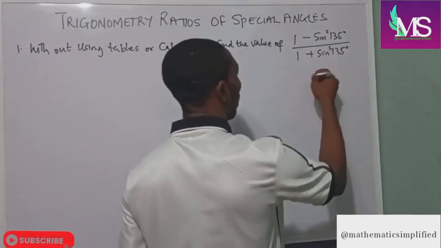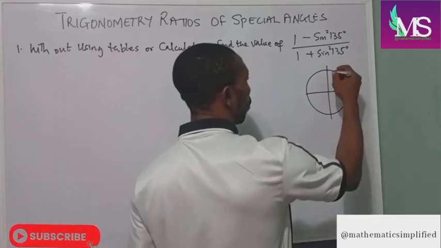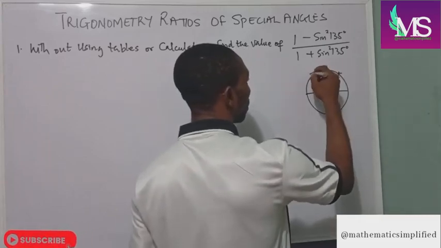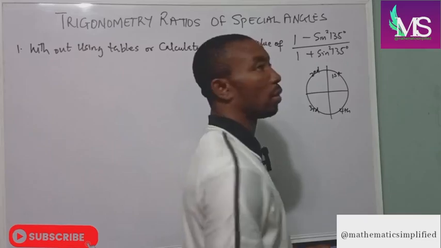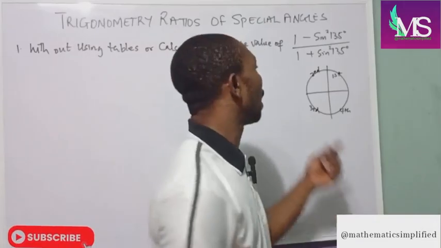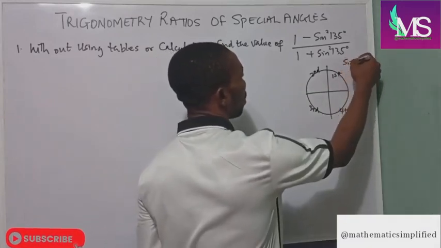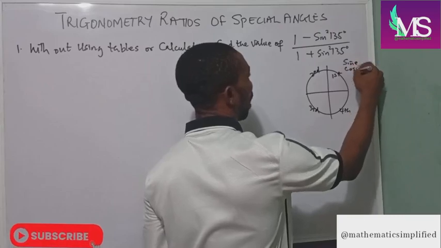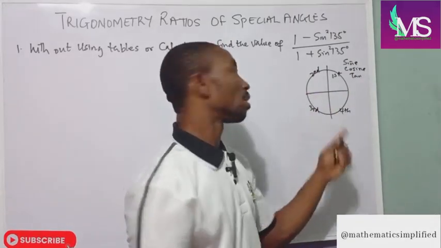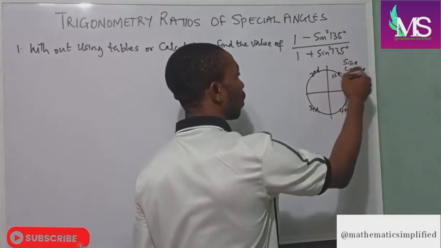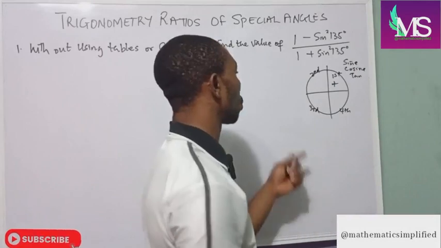Now, in trigonometry, a circle is divided into 4 parts, where we have our first quadrant, second quadrant, third quadrant, and fourth quadrant. In each of these quadrants, the signs of our sine, cosine, and tangent are different. In the first quadrant, all three are positive. Okay, all three are positive in the first quadrant.